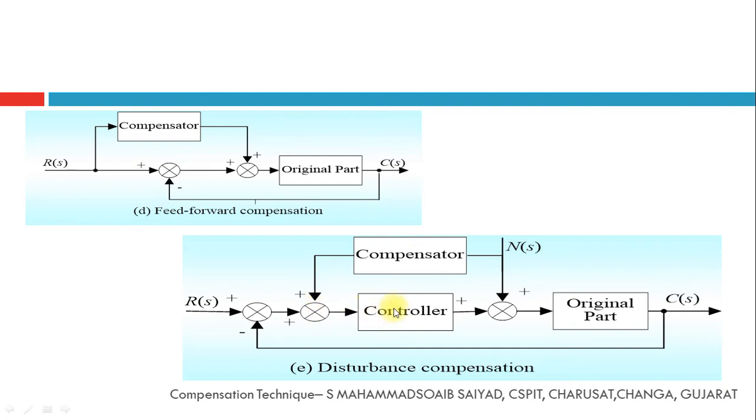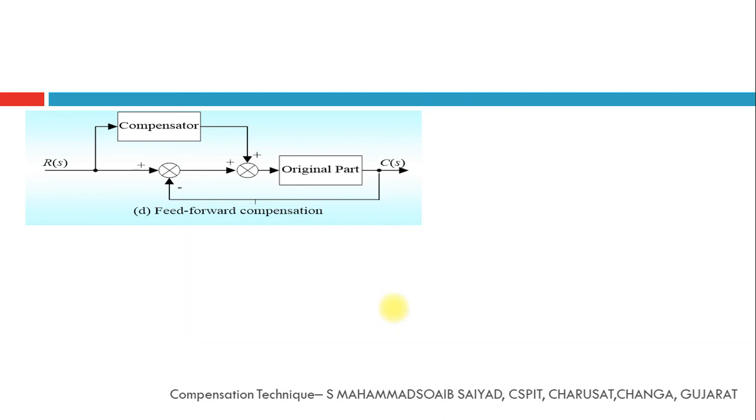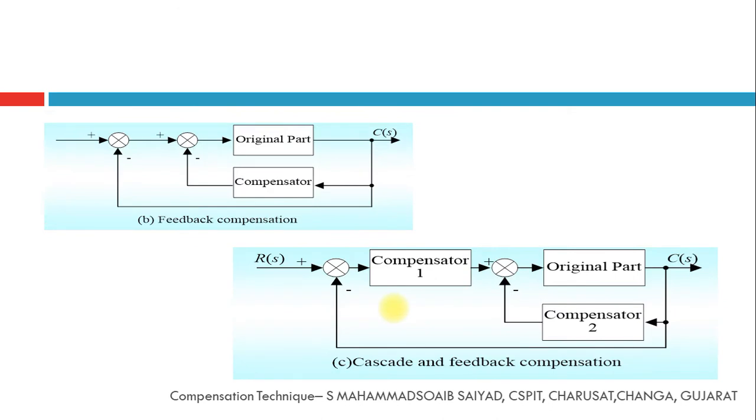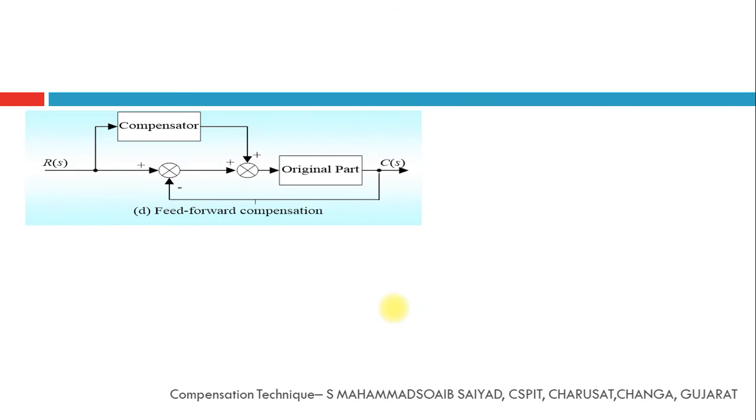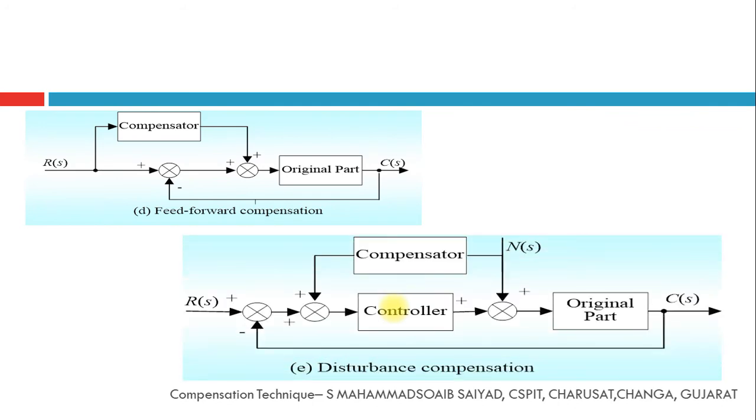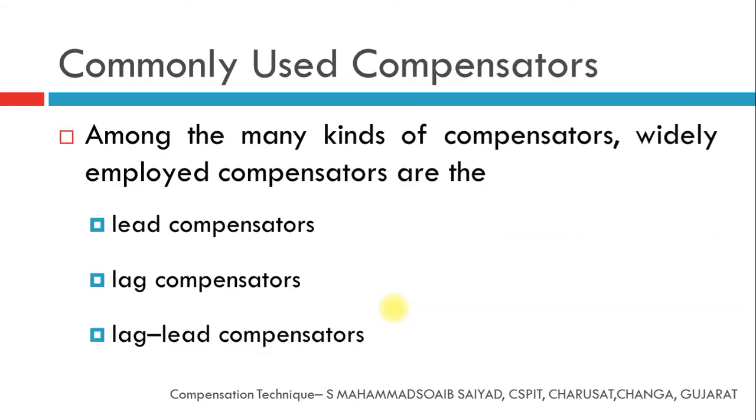Okay, so we will be having five classification. First one is your series and parallel, third one is your feedback compensation, fourth one is your cascade of feedback compensation, and fifth one is your feed forward compensation, and the sixth one is your disturbance. The total number, six, of compensation configurations are there. Okay, so this is the configuration of your compensation.